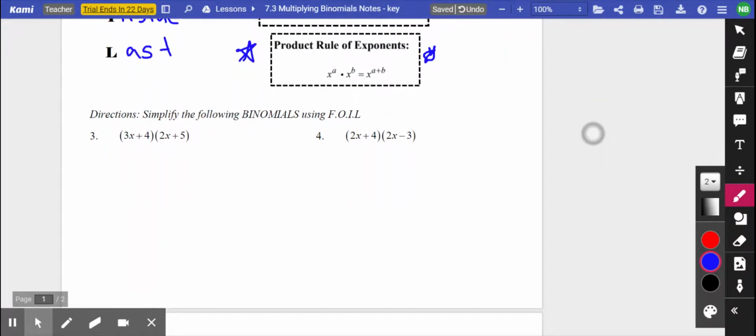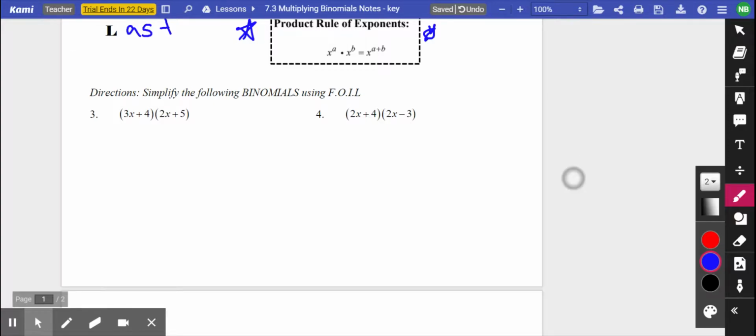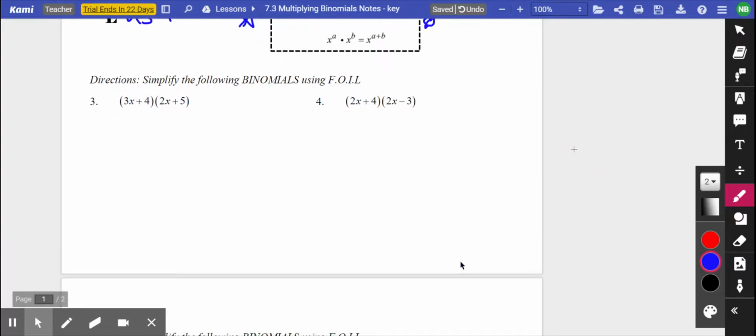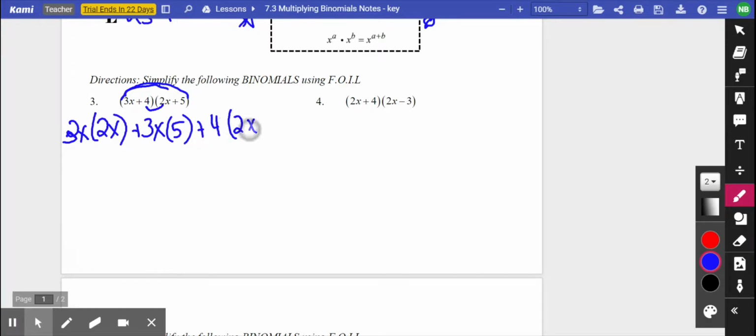All right, so now let's do some more example problems. We've got example 3. It says (3x + 4)(2x + 5). Again, first terms, I'm going to multiply 3x times 2x. My outside terms are 3x times a positive 5. My inside terms are a positive 4 times a positive 2x. And my last terms are a positive 4 times a positive 5.